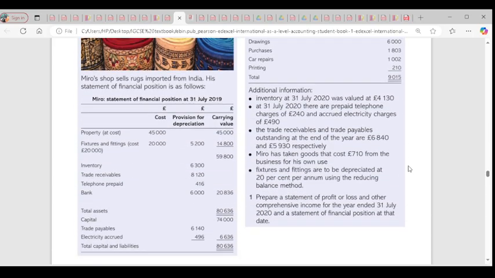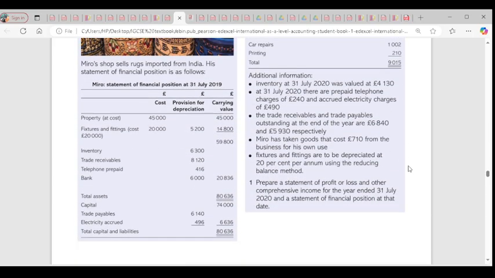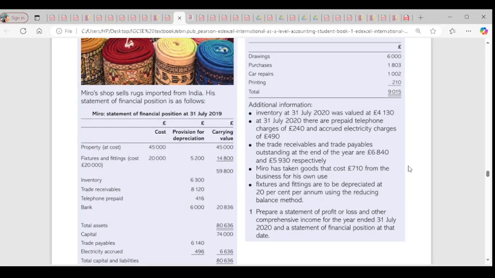Go back here, trade payables, 5,930. Did you find it there? It's written in the additional information. I told you at the beginning, trade payables outstanding. It's there, 5,930. That's on the credit side. You add it together. Then our balance brought down is 6,140.